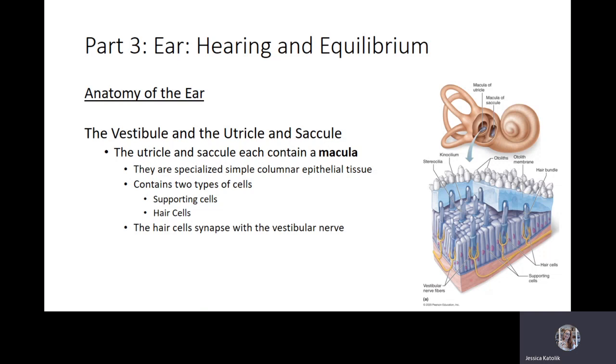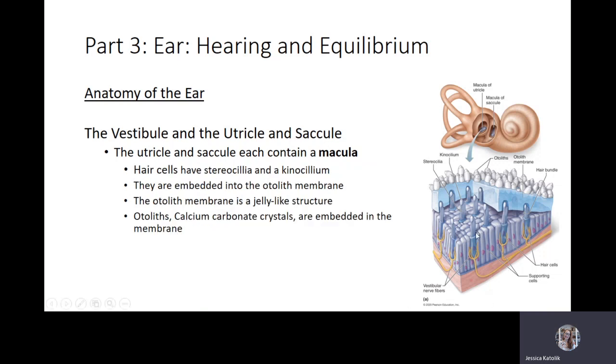So let's look a little bit closer into the structure of the macula. Within the macula, we said that there are going to be hair cells. The hair cells are going to have the stereocilia, which are going to be a special type of microvilli, and a kinocilium, which is a true cilium that is extending upwards. These cilia are going to be embedded into a jelly-like membrane called the otolith membrane. So it's going to be embedded within this membrane. The otolith membrane is going to be kind of cool because it has all of these tiny little otoliths, these little ear stones embedded into it.